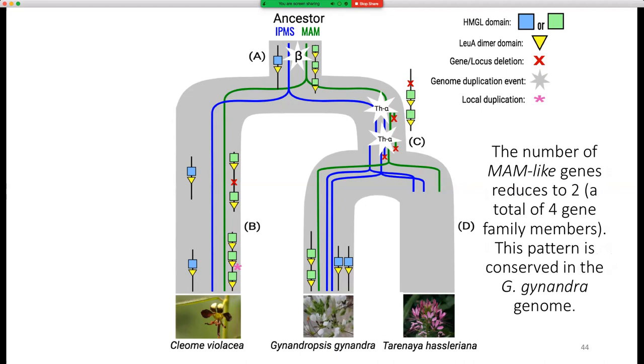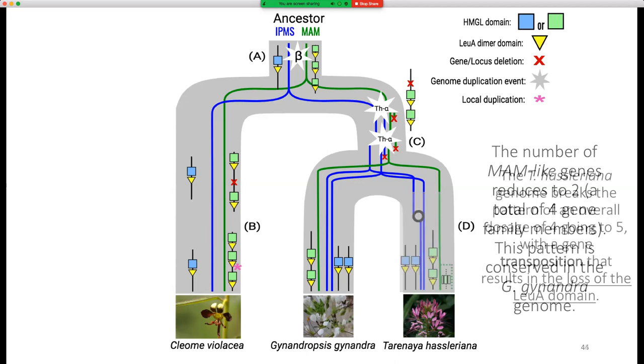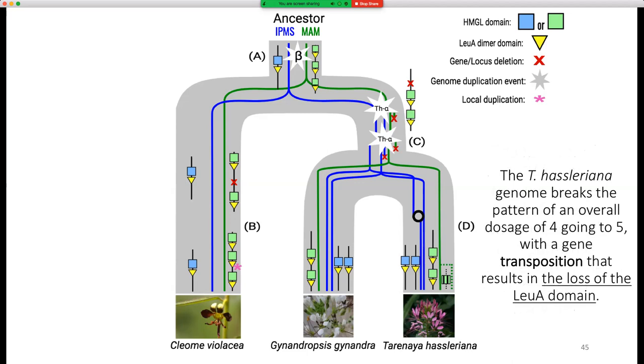Just in this case, when you've gotten two IPMS genes, that means you could only have two of the MAM genes. And then in Tarenaya, we actually see five. So, but yeah, I just said it needs four dosage because you're interacting with IPMS.